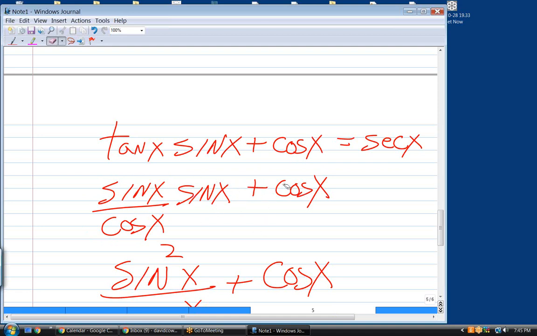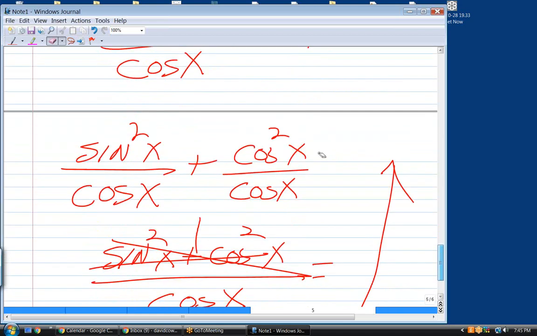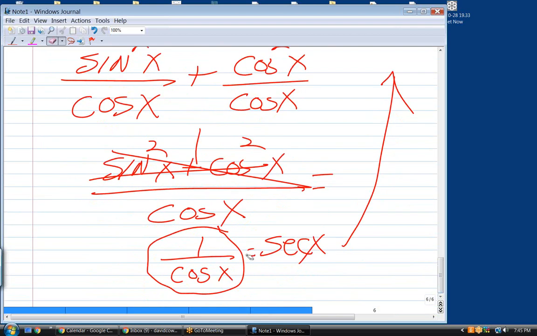If she wants more in the way of proof, well, that's just the quotient identity. Turning that into 1 is the Pythagorean identity. And then turning 1 over cosine x into secant x is the reciprocal identity. So if she wants you to give reasons for each one of them, those would be the 3 reasons. Yeah, that's exactly how she likes it. Okay, cool.